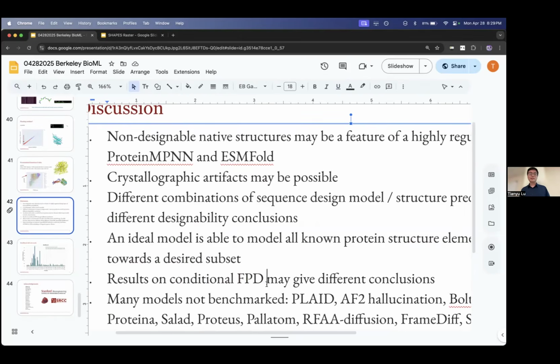I'm fairly confident that with a lot of these models that can respect conditioning information, you can navigate into these sub-regions of the space that weren't sampled.